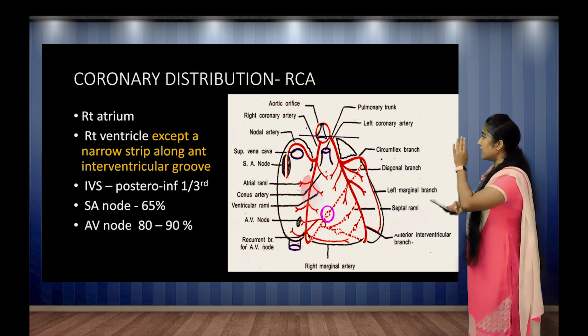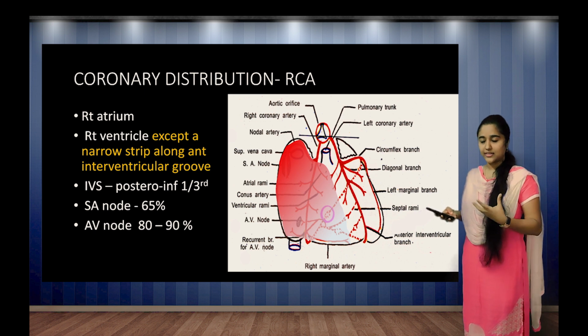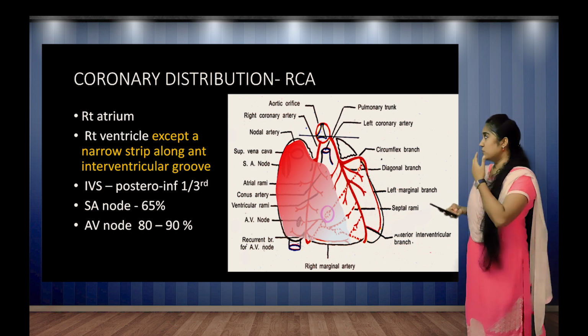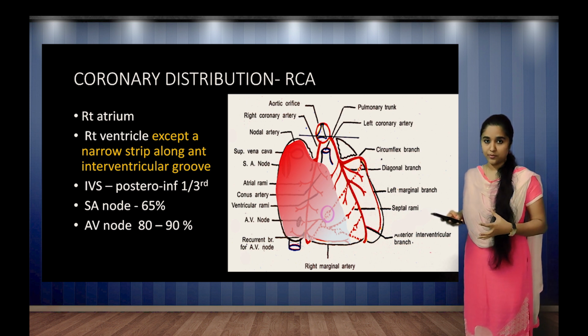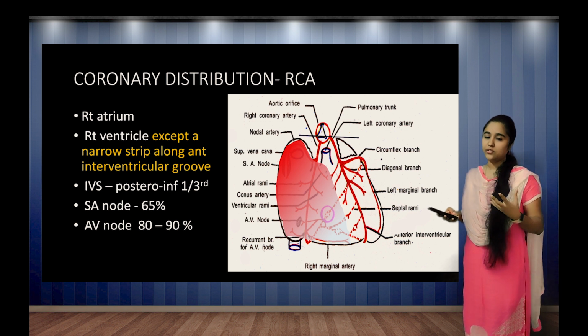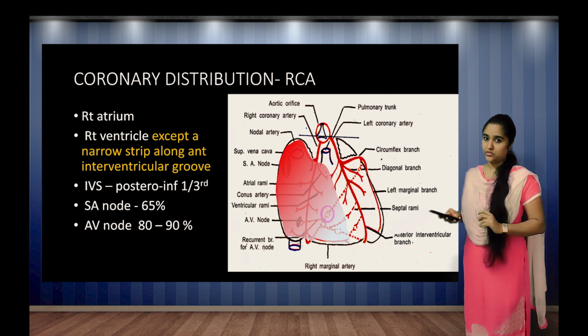So, you can see the whole right atrium, the right ventricle except a narrow strip along the anterior interventricular groove, then the posterior inferior one-third of the interventricular septum, then the SA nodal artery in 65% population and AV node in 80 to 90% population. These are supplied by the right coronary artery.